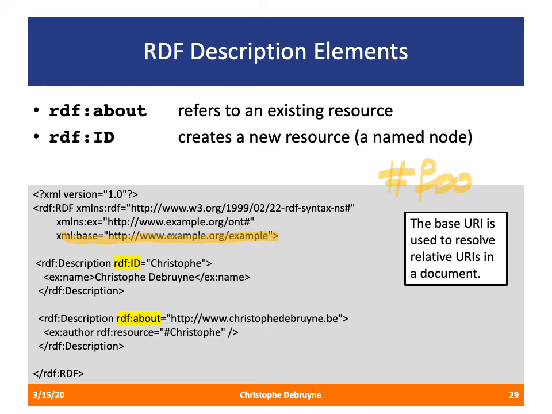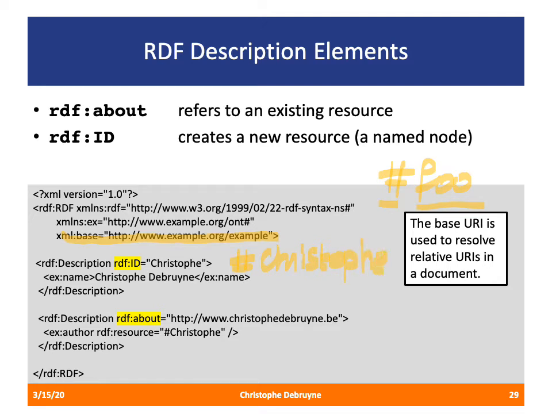So the absolute URI of #foo would be http://www.example.org/example#foo. Now inside that document, I create a new resource and I will be using RDF ID. So I describe Christoph declared as a new node inside that document. Because I create a new node, the node's name will be #Christoph.